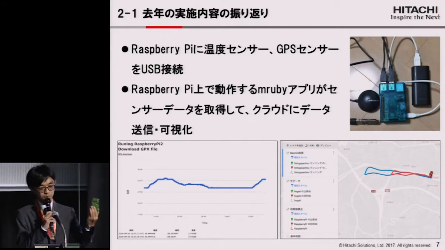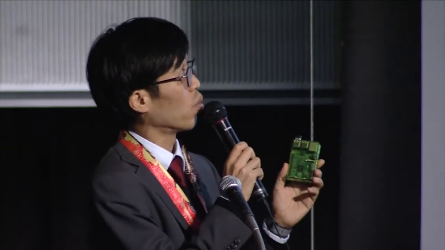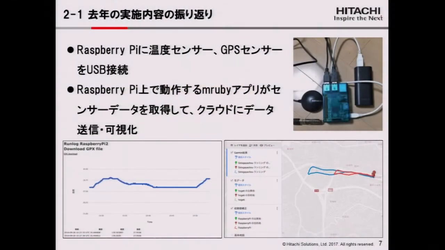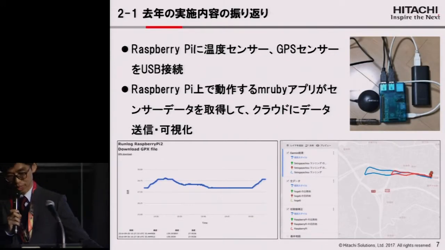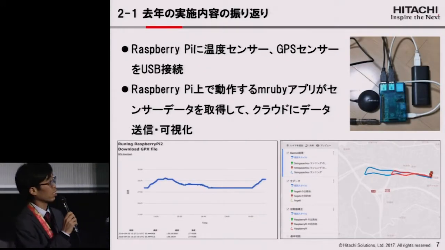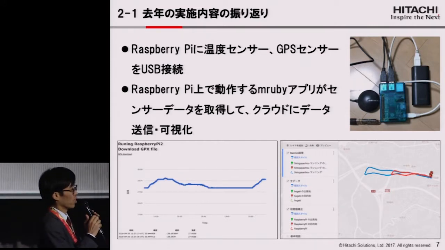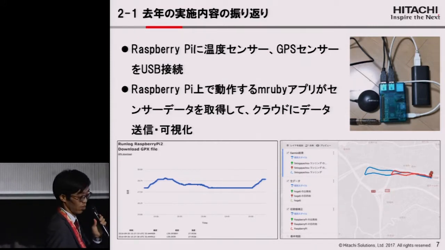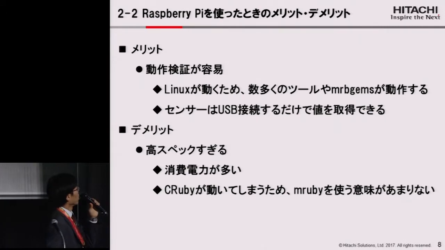Last year, I talked about Raspberry Pi, the one that I'm holding in my hand, in the green case. This is called Raspberry Pi, and a GPS sensor and temperature sensors are attached by USB. An mruby application works on it to visualize the data. It was a simple application. Raspberry Pi, as Mr. Tanaka mentioned, is the best option to run an mruby application.